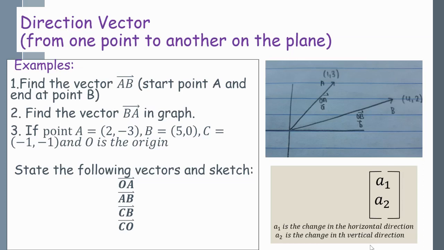So a direction vector is a vector that differs slightly from a position vector. It is a vector that goes from one point to another on the plane, but it doesn't start from the origin. It might go from 2 points, say A to B.